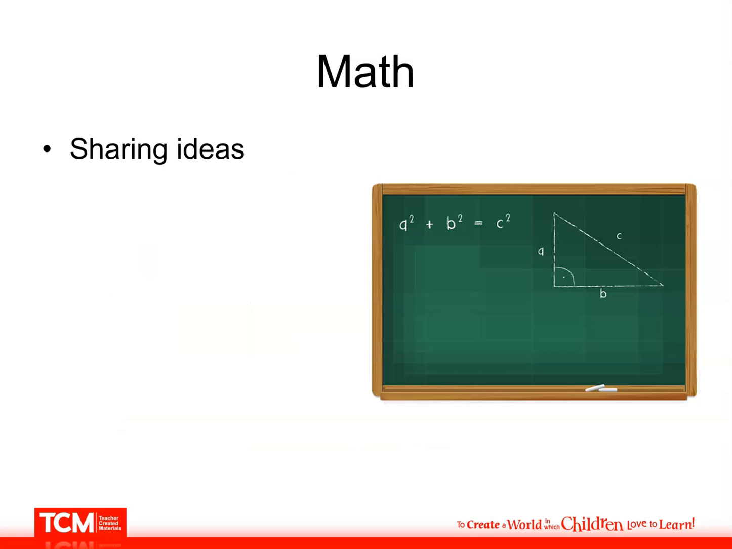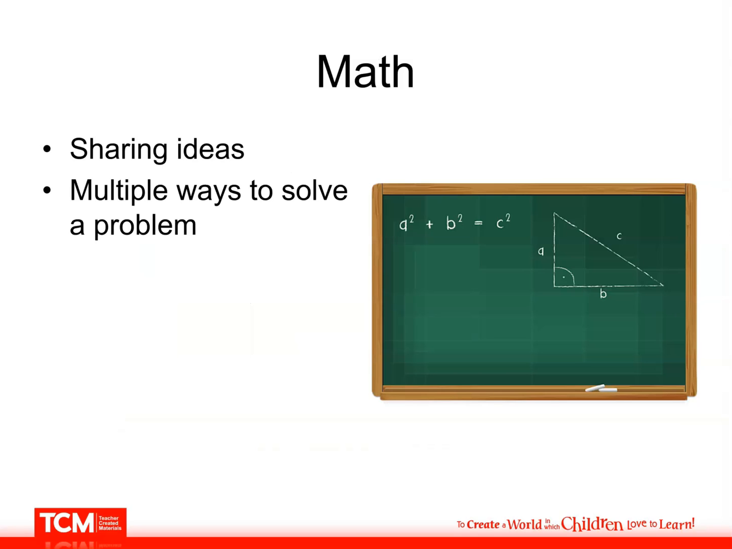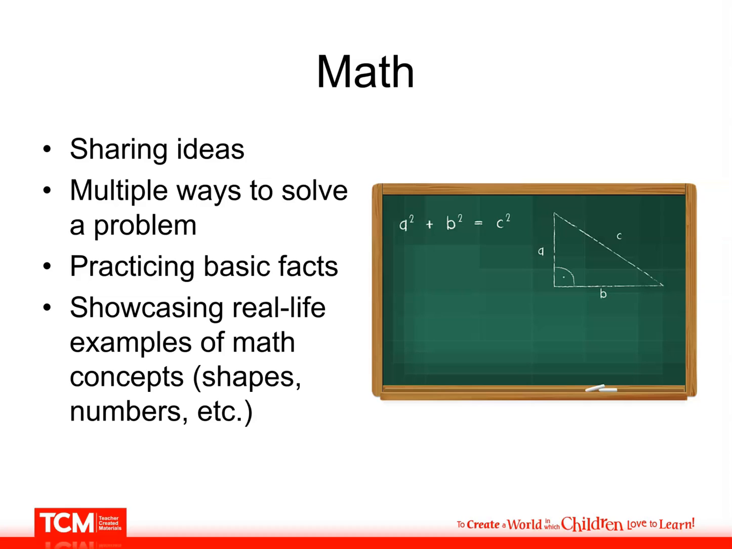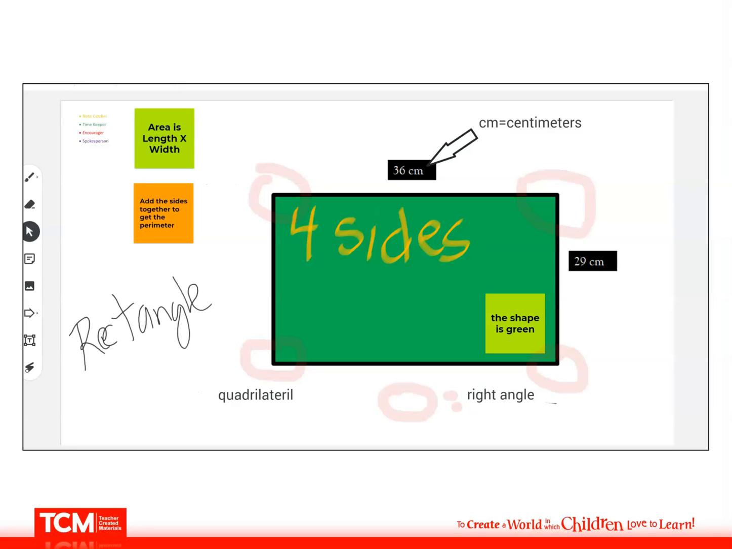Math could be another example to share ideas, of course, to show that there are multiple ways to solve a problem, to practice basic facts, asynchronously giving an opportunity for students to show real-life examples. In this particular example, what students were asked to do on this Jamboard, they were given this green shape in the center of the Jamboard. Their responsibility was to add a piece of information that they could tell about that shape. And in Jamboard, there's such a variety of ways. And so you can see one of the students added a sticky note that says area is length times width.